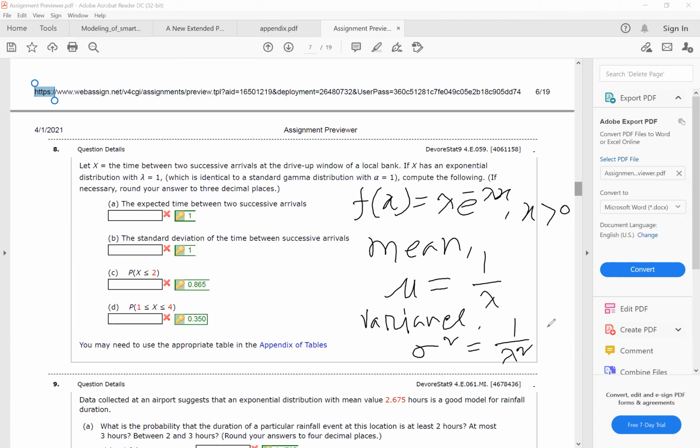Okay, so now tell me, what is the standard deviation? You should know this, because we already know the variance. So you can find the standard deviation sigma. So what is the standard deviation for exponential distribution?